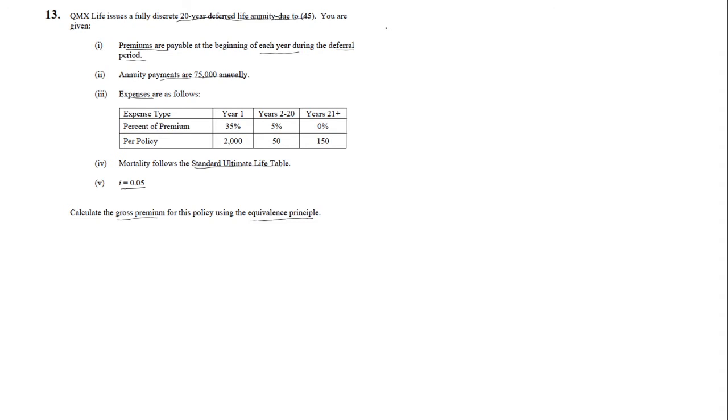So the equivalence principle says the expected present value of future benefits plus expected present value of future expenses is equal to expected present value of future premiums.